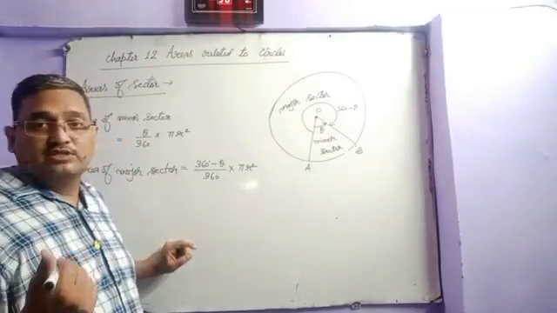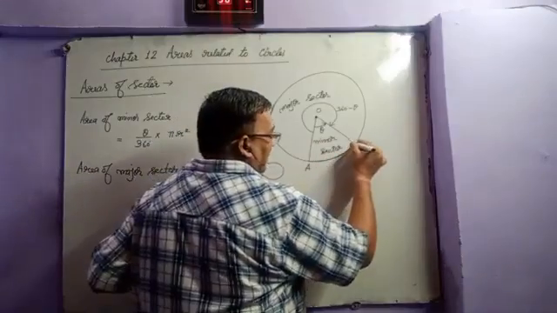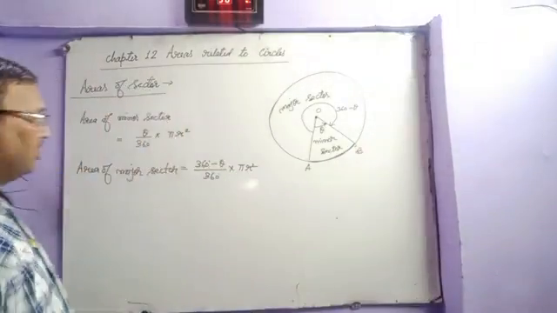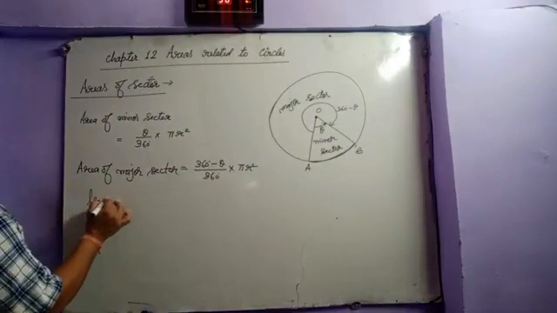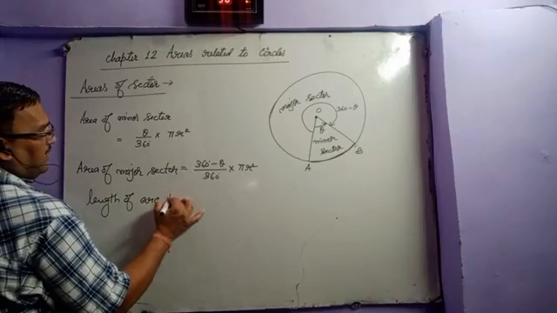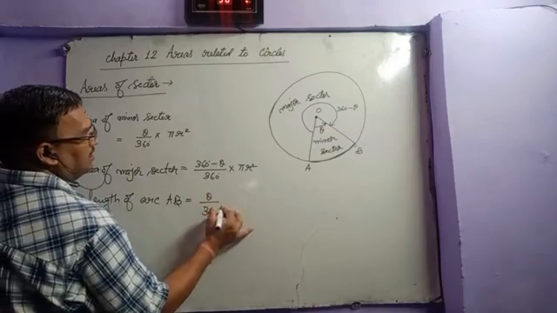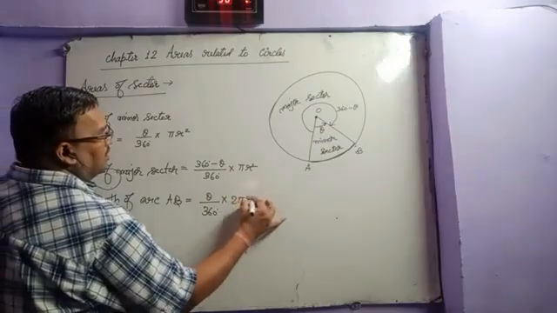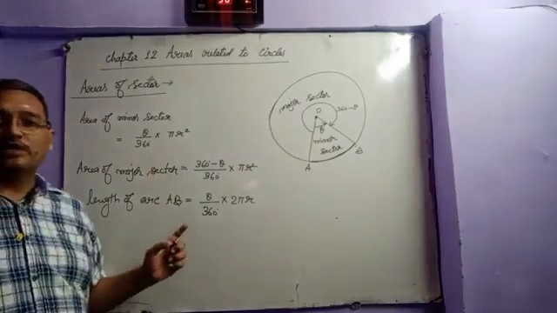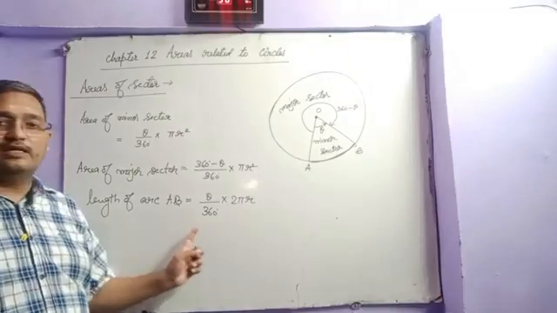When I told you the definition of sector, I use one term, and that term is arc. If we want to calculate the length of this arc AB, how we will find length of arc AB? It is theta by 360 into 2 pi r. So these are the formulas which are related to areas of a sector and the length of the arc.